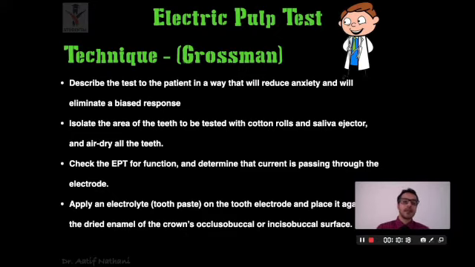After that, isolate the area of the teeth to be tested with cotton rolls, saliva ejectors, or rubber dam, whatever you want, and then air dry all the teeth. Check the EPT device for function and determine whether current is passing through the electrode or not. Do not touch it on your tongue to evaluate it. There are ways in which you can do it, so you'll have to read the manual once you buy it. Apply an electrolyte like toothpaste on the tooth electrode and place it against the dried enamel of the crown's occlusobuccal aspect or incisobuccal surface.